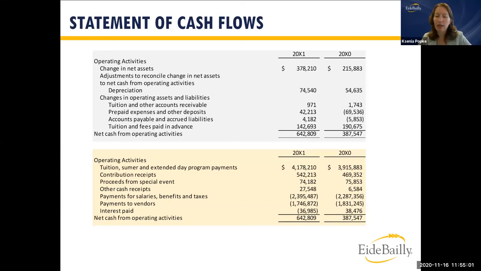Again, exactly the same bottom line in both examples, but the second example shows you a direct method of cash flows that FASB actually wanted to make a requirement for all not-for-profit organizations in the country. They got a little bit of a pushback. And so both methods are acceptable under GAAP, but you could see how the second example could be more useful to your readers to actually see what operating cash we receive from tuition payments and contributions, how much we pay our employees for salaries, benefits, and taxes, and how much we pay our vendors.